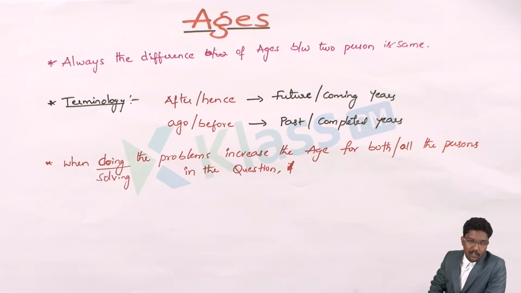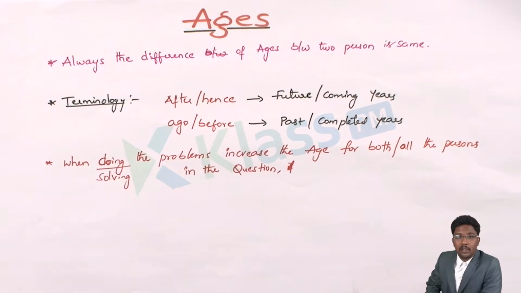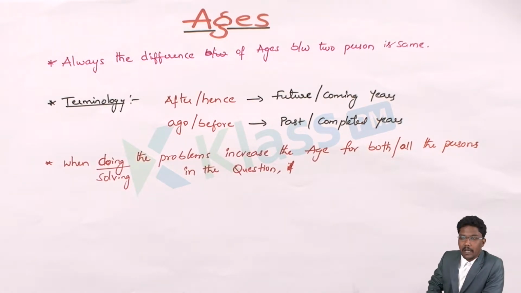The main point here is that the difference of ages between two persons is always the same. Consider me and my sister. The difference between me and my sister is 3 years. I am 27, she is 24 years. After 10 years, what is the difference between me and my sister? The age will increase, but the difference will not increase. Irrespective of time period, the difference between our ages is 3 years only. Always the difference of ages between two persons is the same irrespective of time.